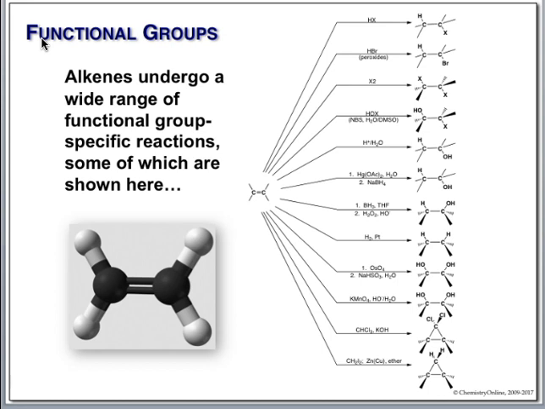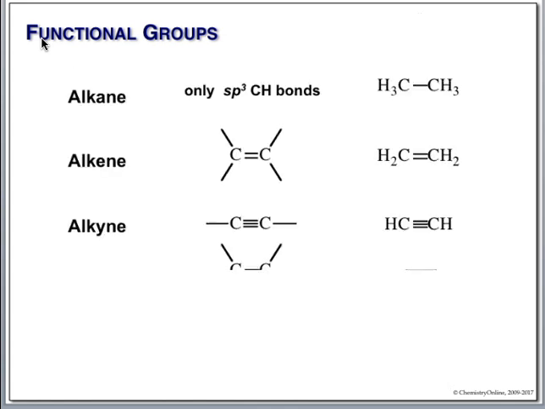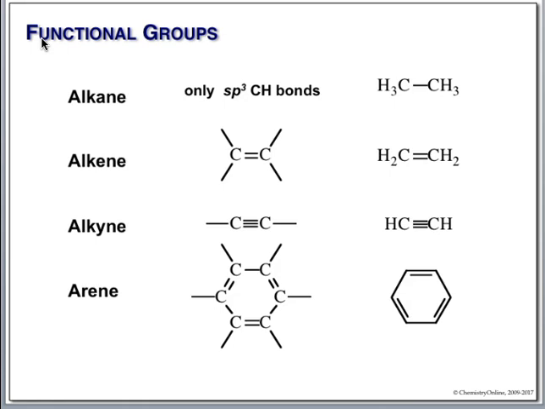Let's just take a quick look here at the functional groups. I'm not going to ask you about any functional groups, I'll be honest, except alkenes, alkanes, and alkynes. That's all you need to know. But let's look at the others just for diversity. Alkanes, only sp3 bonds, single bonds, like ethane. Alkene is a double bond. Alkyne is a triple.